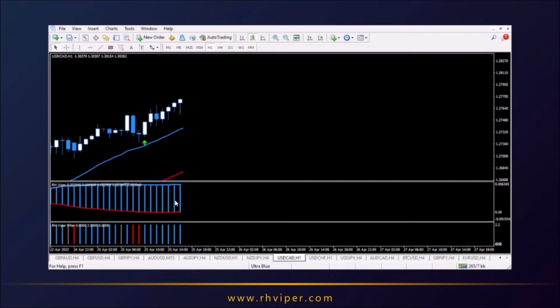The RHViper indicator, this is bullish. We've got the blue line of the Viper indicator above the red line, and it doesn't much matter what the RHViper filter is doing, but it's blue. Again, doesn't much matter. What we need to do now is wait for the price to come back and touch that blue moving average. Okay, so we've got that market moving back and it touched that blue moving average.